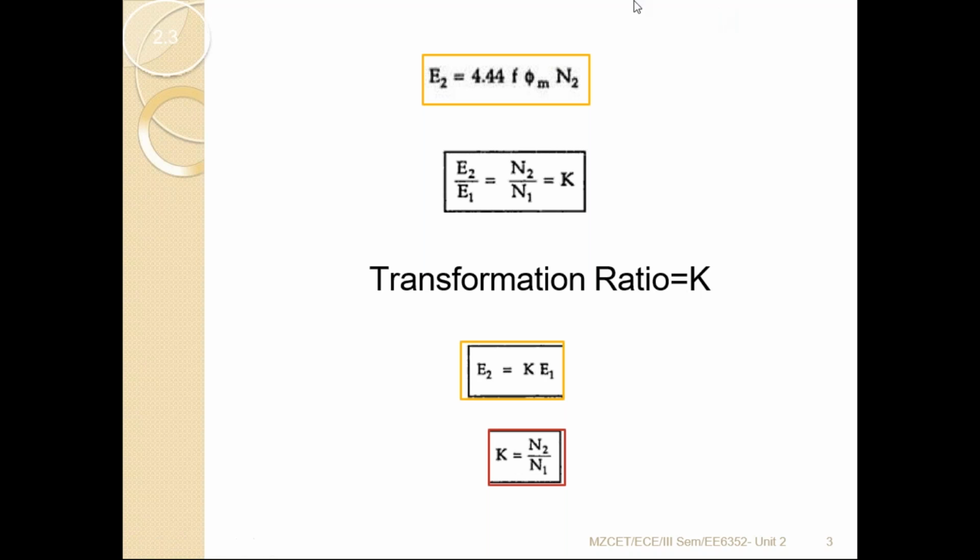Right. Now the transformation ratio we can obtain from the EMF equations with respect to the primary and secondary. So here, if you divide equation 2 by equation 1, you will get N2 by N1, that is given by the transformation ratio, and it is denoted by K. Now from these two relations we can write K is equal to E2 by E1, equal to N2 by N1. Now the voltage ratio is K. Now we need to find the current ratio and volt ampere ratio.